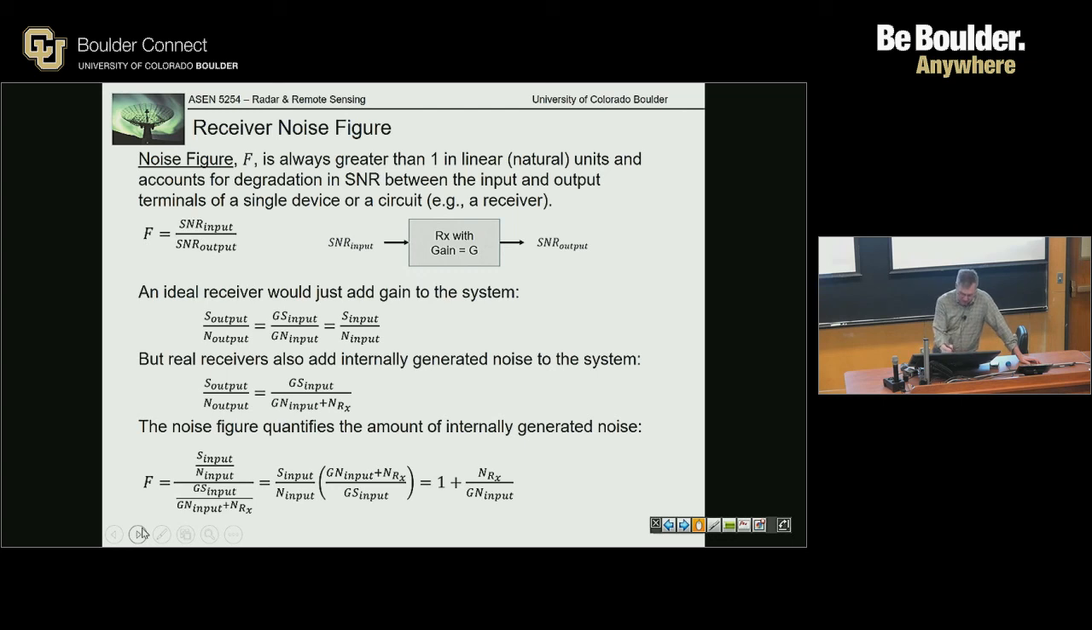So this is that noise figure where gain affects both the input signal and the input noise. If you had an ideal system, there would be no change in signal to noise from the input to the output, and F would be 1. But since it's active components, it's adding noise.